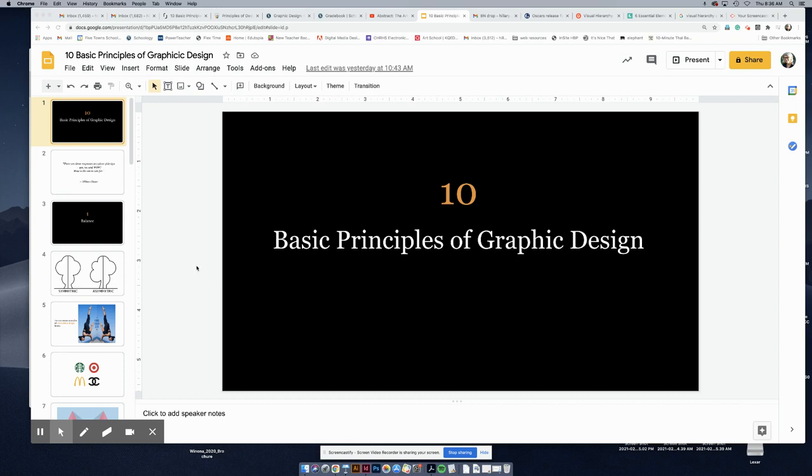So when we talk about graphic design, it's important to be aware of some of the design elements that are used to create good graphic design, and some of the elements that you don't even realize are in play when you look at a piece of design.